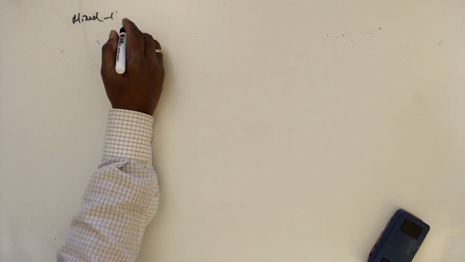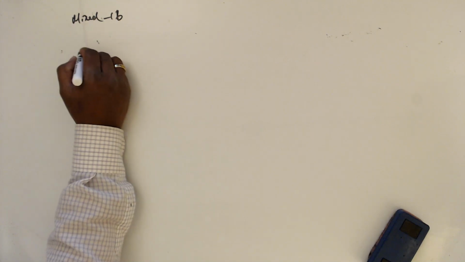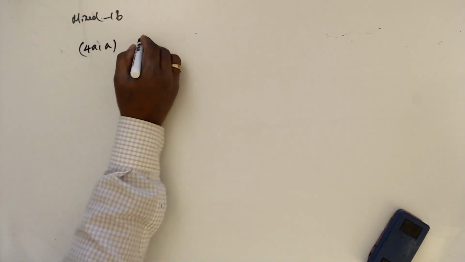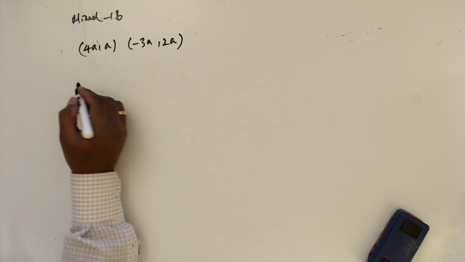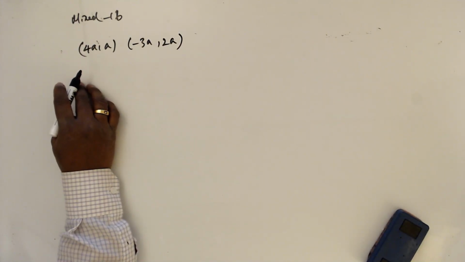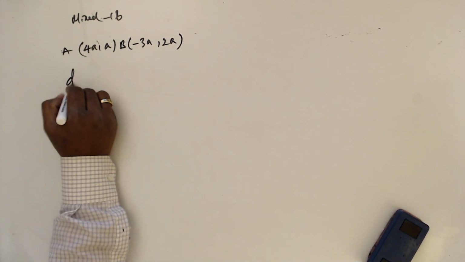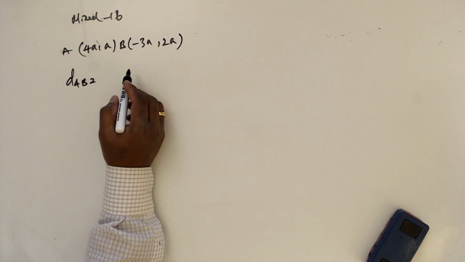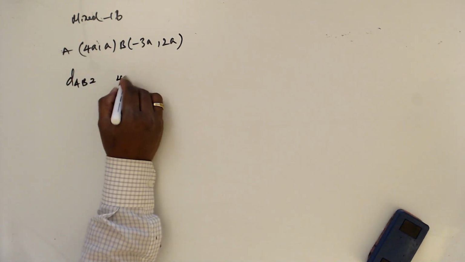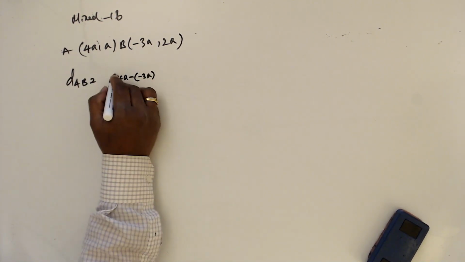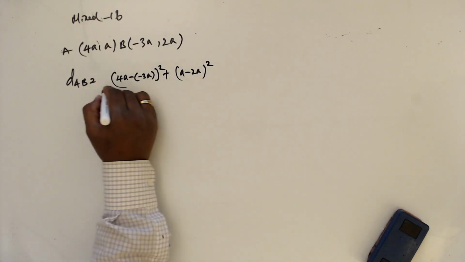Question number 16. So 2 points are given: 4a, a and minus 3a, 2a. Now we want to find this distance. Let me take A point and B point, then distance AB. I'm going to apply the formula: x1 minus x2 square plus y1 minus y2 square, square root. So 4a minus 3a square plus a minus 2a square, square root.